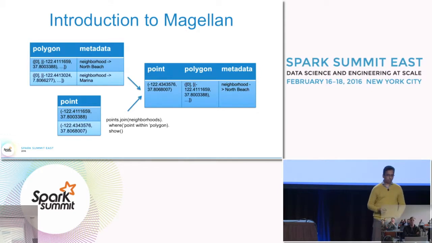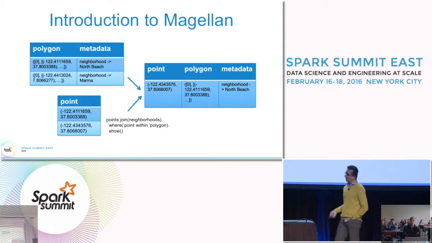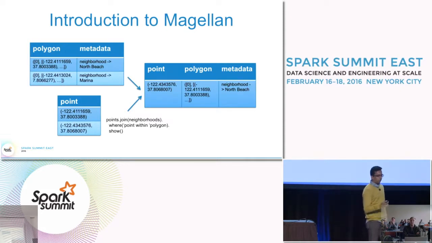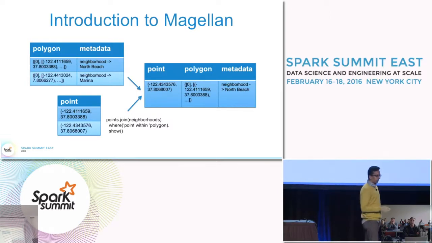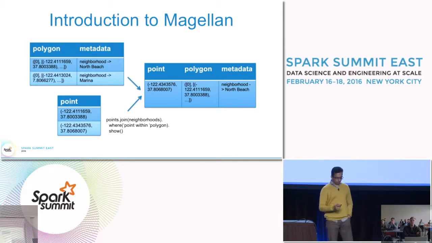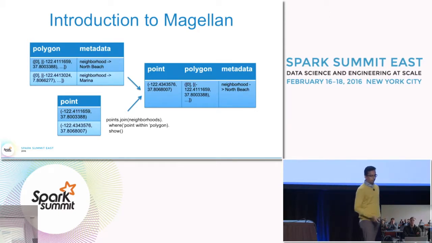What about joins? Let's say you have a table of neighborhoods and a table of trips, and each trip gives you latitude and longitude, and you want to know what neighborhood this point lies in. Essentially, what you're doing at that point is a join. And joins are easy to describe here. It's as simple as what you would say in English: points.join neighborhoods, where point is within polygon. Super simple. And the result gives you point, polygon, and metadata as the new data.